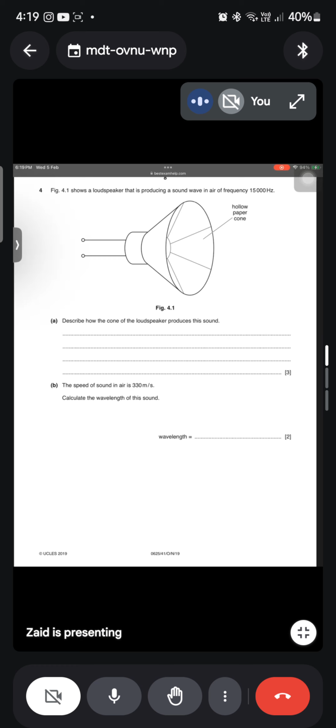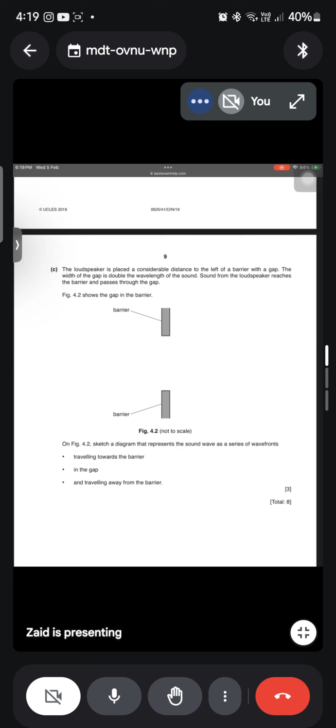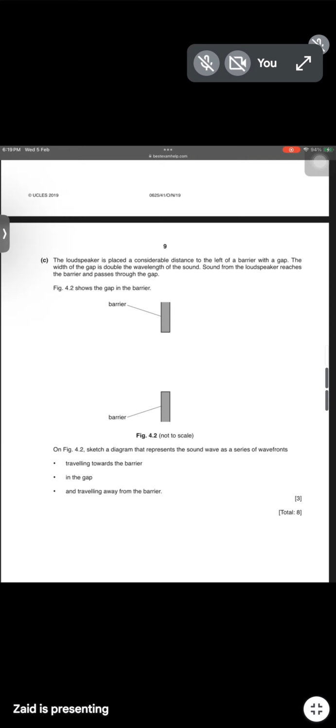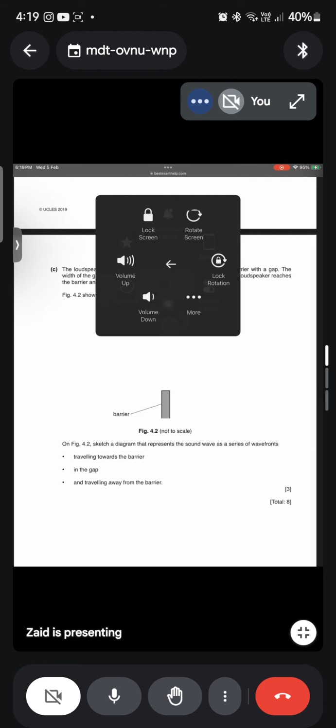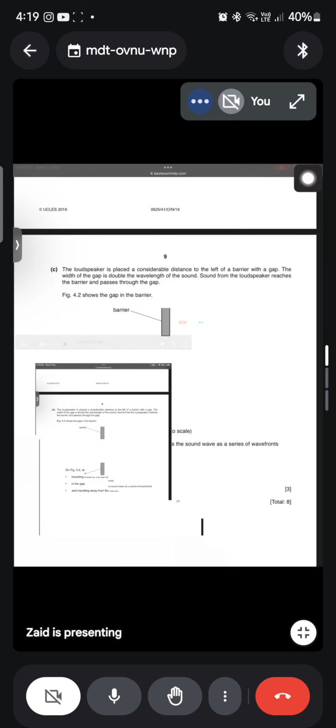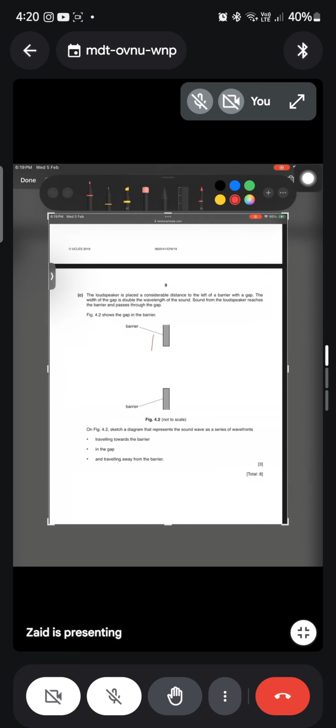In the next part, you're being asked to find the wavelength. If you know the formula v equals f lambda, you're supposed to find lambda. Lambda equals v over f. Then these are the wavefronts. These show diffraction. You can see the gap is so big. So you're going to draw the wavefronts, and they are going to be double the wavelength. They have told us that this is double the wavelength. So you can just draw something like this.